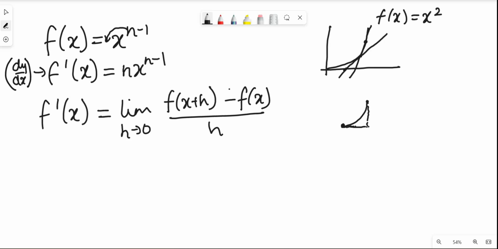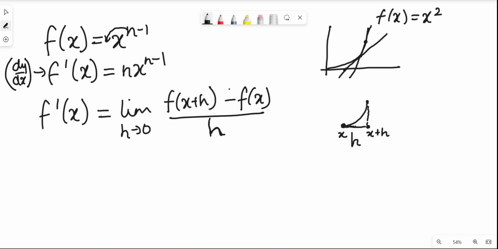So let's call the change in x h, because why not? Algebra is all about just random letters assigned to variables. And if we say this is h, that means that let's say this point here has x coordinate x, and so this point here would have x plus h as its x coordinate.